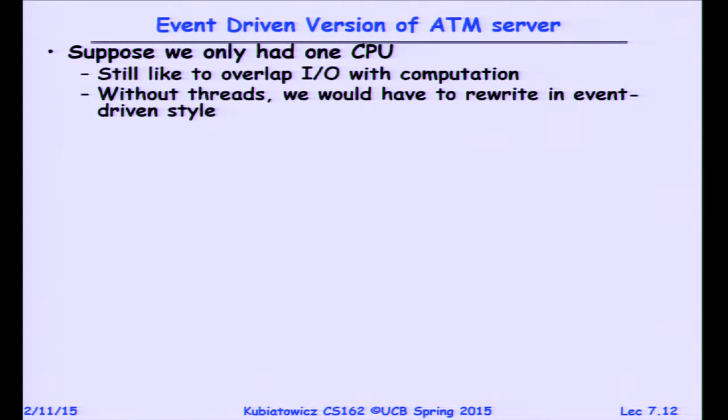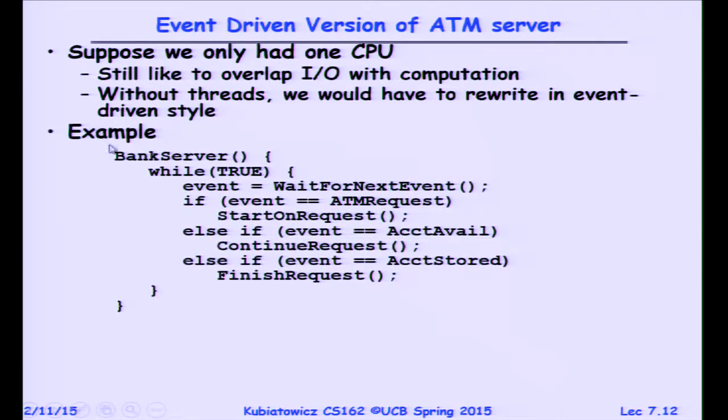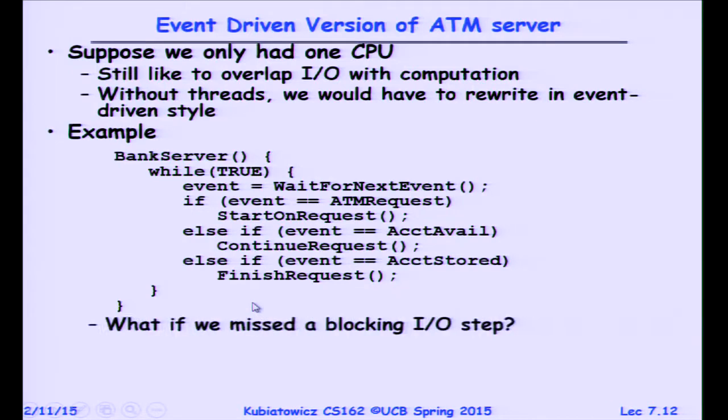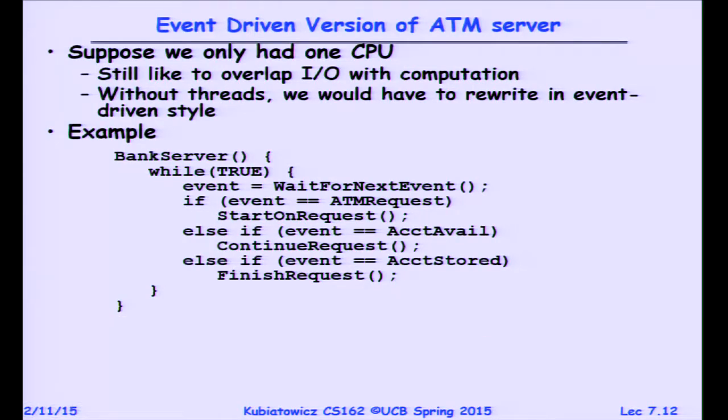So suppose we've only got one CPU, and we'd like to overlap I/O and computation. Then without threads, we could write this in an event-driven style as follows. The bank server says, wait for the next event. If the event is, here's a request, start the request. Otherwise, if the event is account is available, continue the request. Otherwise, if the event is account is stored, finish the request. Okay? Now stare at that a second. Can everybody kind of see how what I had earlier could map to this?